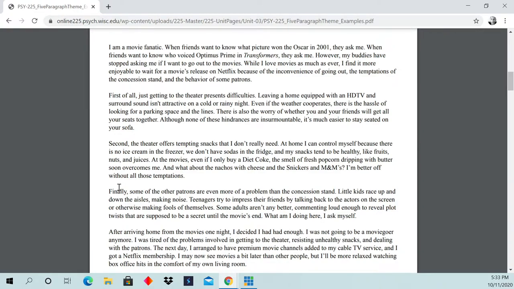Notice how the thesis statement is always the last sentence in the introduction. Notice that the topic sentence that contains the main point is always the first sentence in the main body paragraph.